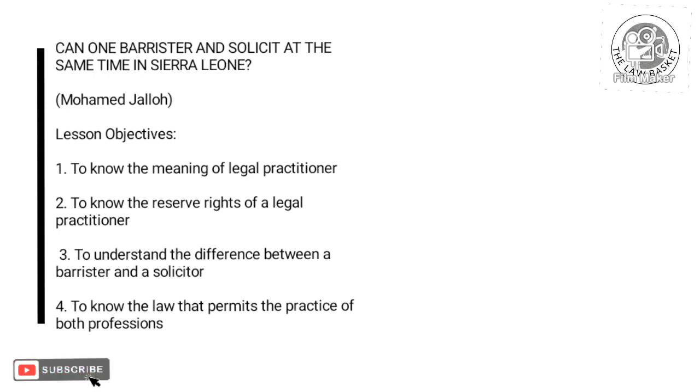Today we are going to look at the legal profession, with particular emphasis on how to become a legal practitioner in Sierra Leone. Now, the objective of this lesson is first of all to know the meaning of a legal practitioner, secondly to know the reserved rights of a legal practitioner, thirdly to understand the difference between a solicitor and a barrister, and finally to know the law that permits the practice of both professions as a barrister and a solicitor in Sierra Leone.